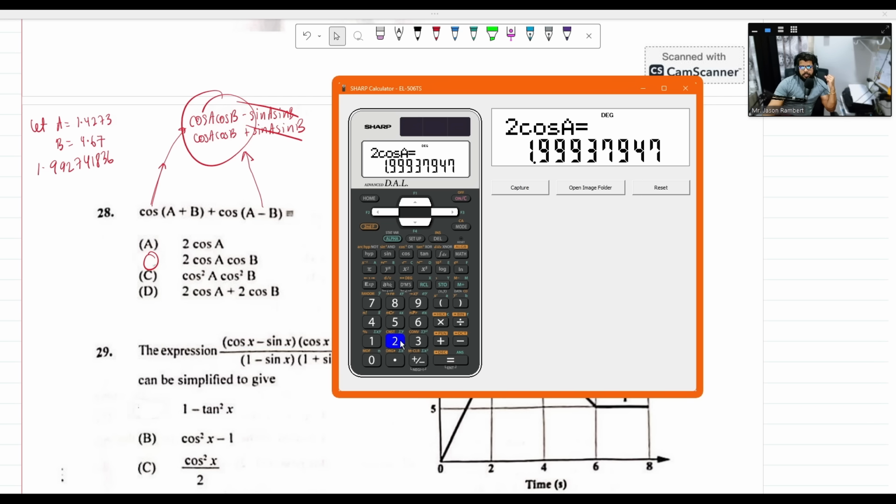What is 2 cos a cos b? 2 cos a cos b is 1.99274186. So we know that the answer is indeed b.